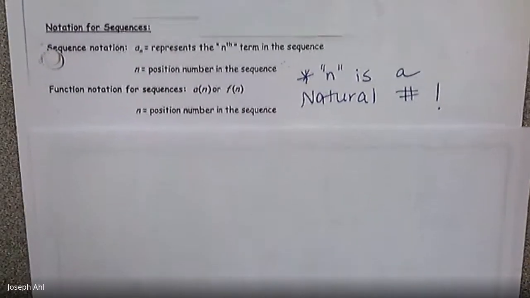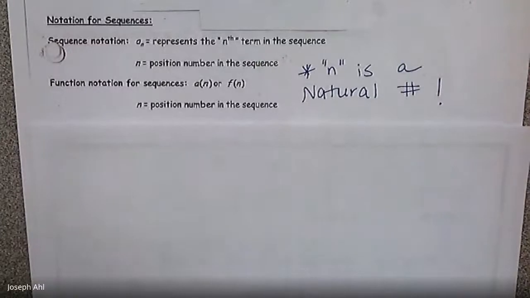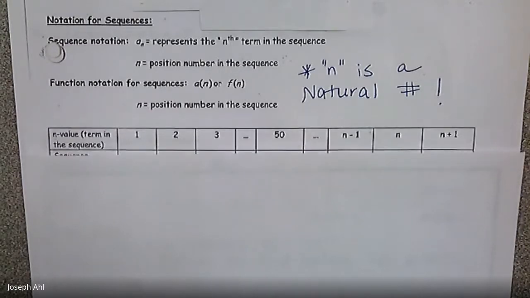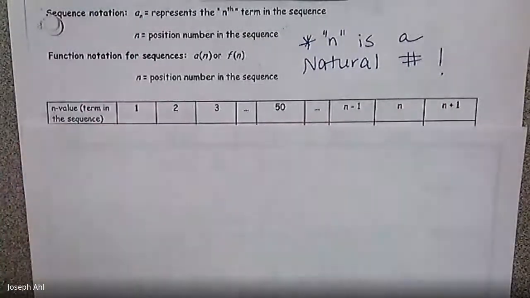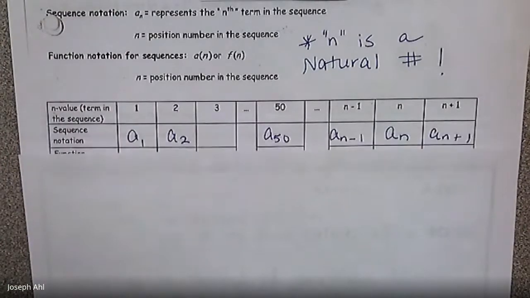So what I want you to take a look at is the two different notations and saying, hey, if the position in the sequence, the value of n, is 1 or 2 or 3 or 50 or n minus 1 or n, those are all things that we'll see come up in our sequences. Then what would it look like if I used sequence notation? What would it look like if I used function notation? And this will just go pretty quickly using these different subscripts and our function notation. So here's what it looks like if we use sequence notation.